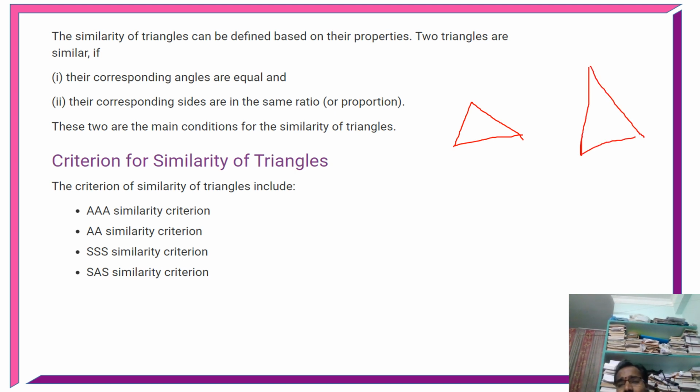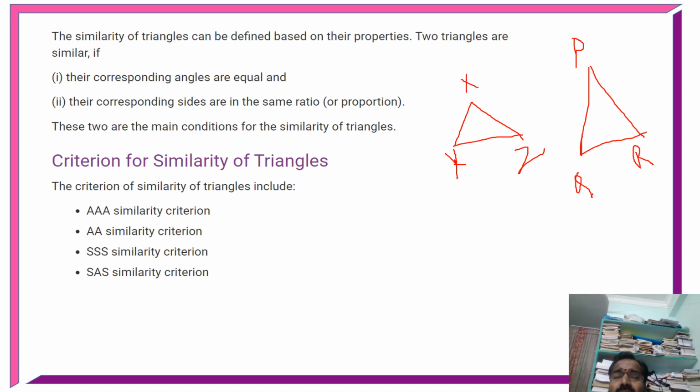So if you take triangle XYZ similar to triangle PQR, any triangle we can take, students, then corresponding angles must be equal. Corresponding sides are proportional. Proportional means same ratio. So we will use that correspondence. But in case of congruency, corresponding angles are equal, corresponding sides are also equal because they are the same in area also.